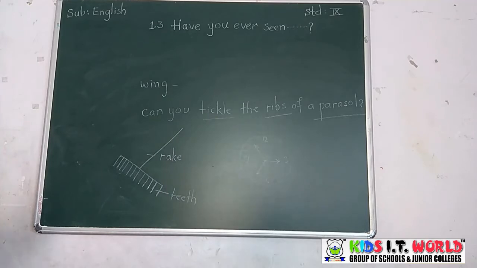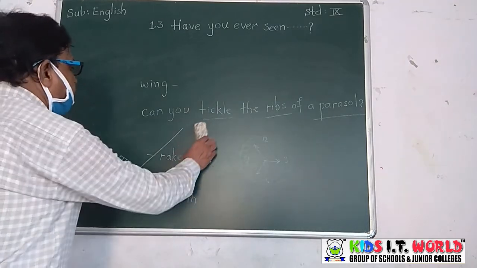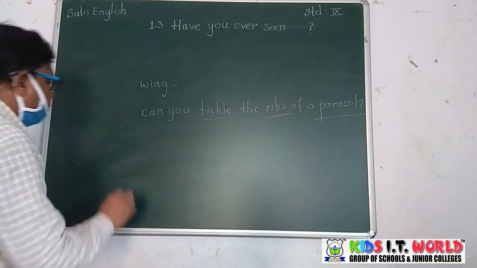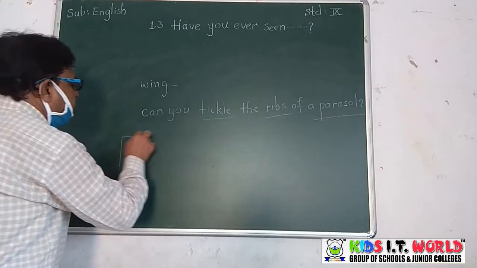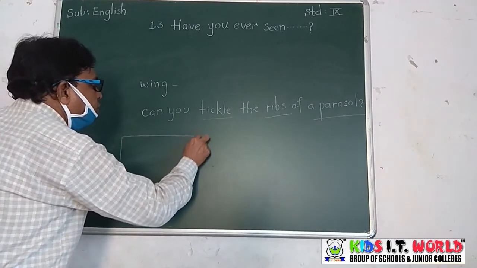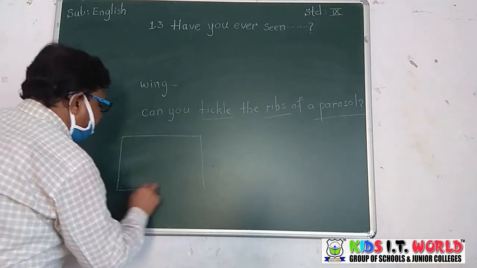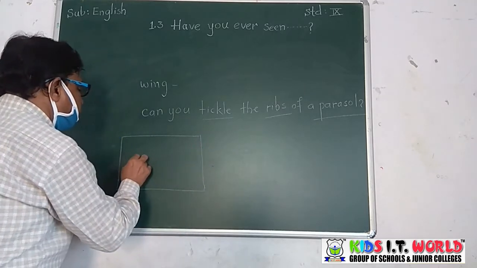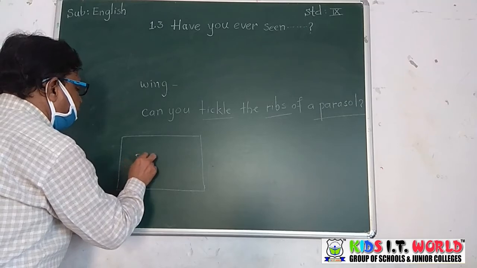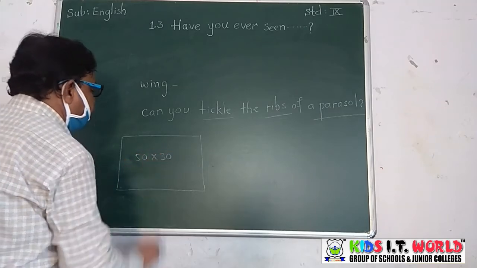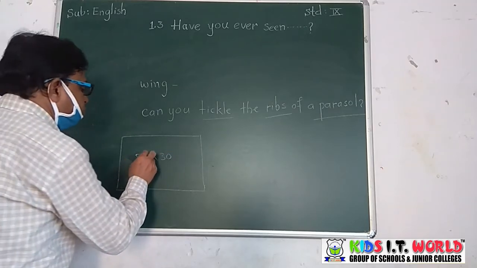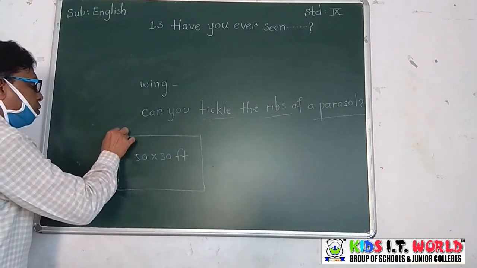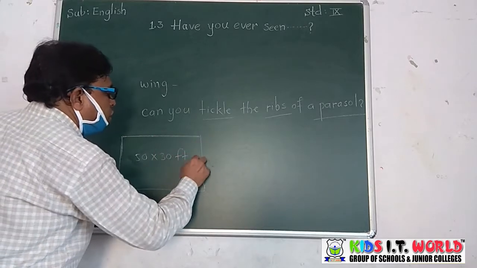Can the garden plot be deepened up? Now the poet is talking about the garden plot. What is a plot? A plot is an enclosed area with certain dimensions. For example, your plot is, suppose, 50 by 30 feet. So this is the plot. This is called a plot.